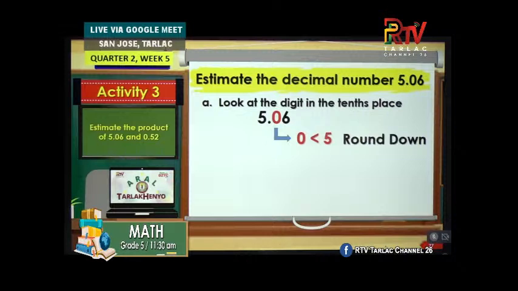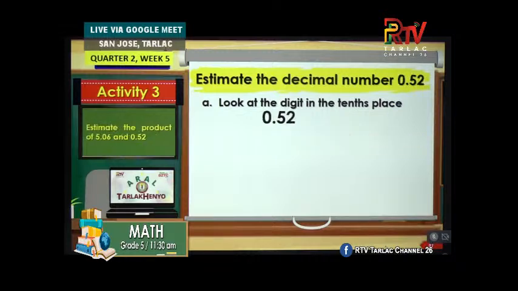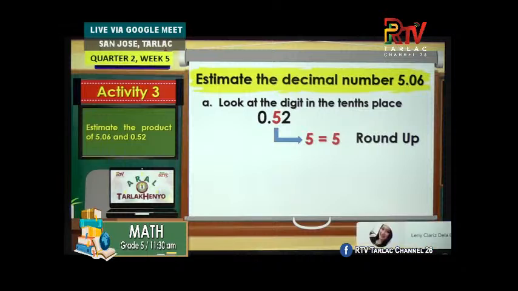Now, estimate decimal number 0.52. Look at the number in the tens place. What digit is in the tens place? That is correct. It is 5. Is the number equal to or greater than 5? That's right. It is equal to 5.